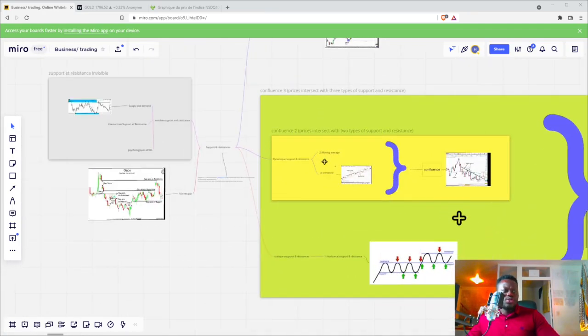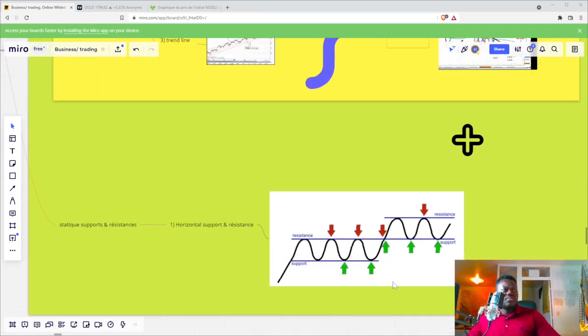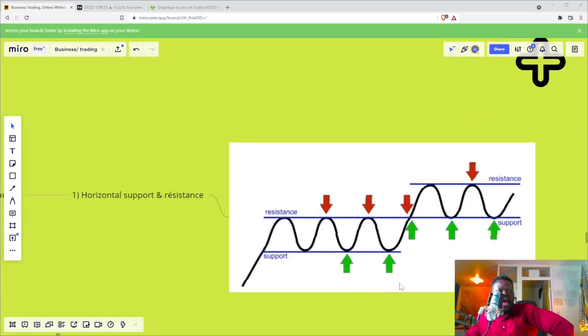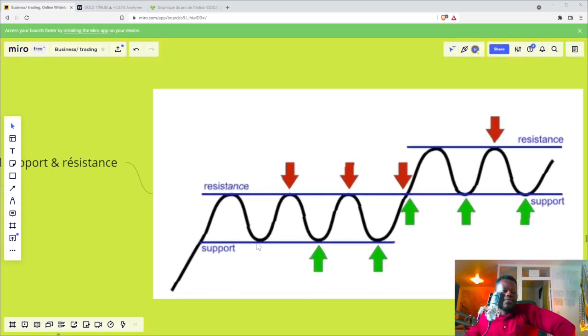I just want to start with a classic one. I call that the static support and resistance level. As you can see on this graph, the price goes up and hits this level one time, two times, three times, four times. You can call this level a resistance because the price goes up and hits this level, and as you can see, this level looks like a stop for the price.